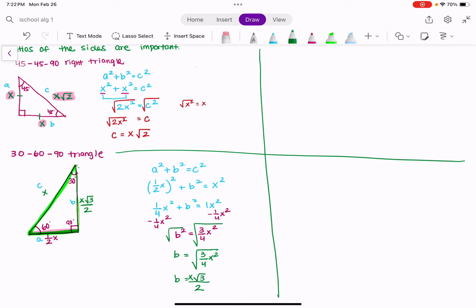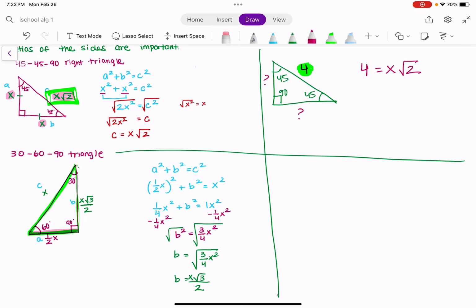So let's say, for example, I had a 45, 45, 90 triangle. And let's say I'm given that the hypotenuse is 4. And I'm trying to find what these sides are, right? Obviously, whatever the sides are, they're going to be the same. So what I'm going to do is set this 4 equal to the ratio that I know. I know that 4 is equal to x square root of 2.